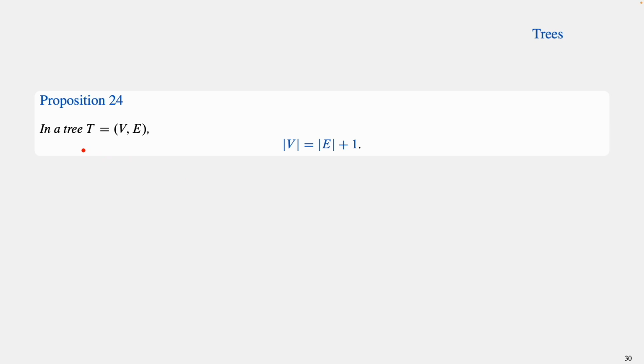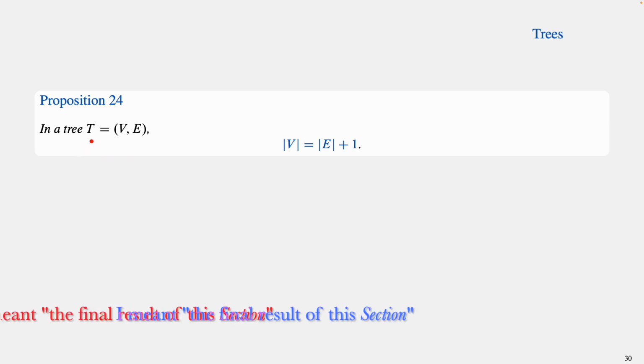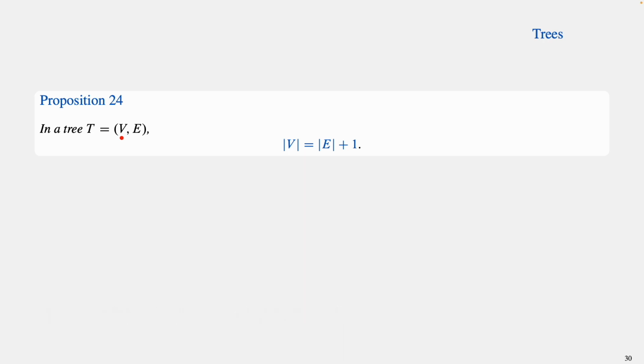And now we have this proposition as the final result of this lecture. In a tree T with vertex set V and edge set E, assuming that they are finite, the cardinality of the vertex set is the number of edges plus 1. Again, this may seem obvious from looking at a few examples, but this is another good opportunity to practice casting our intuition into a precise proof.